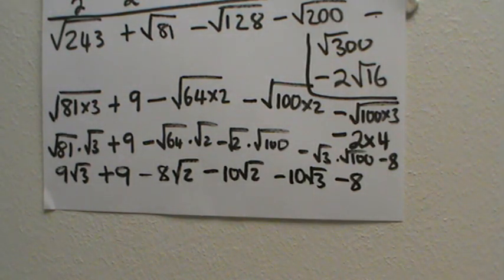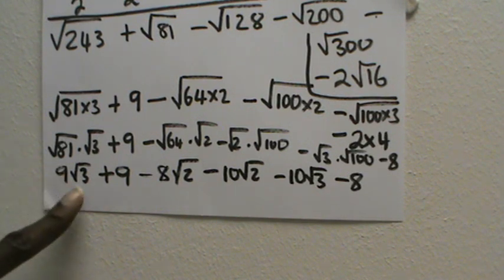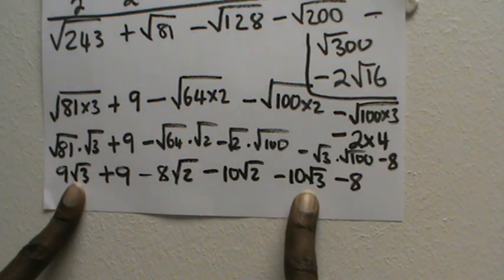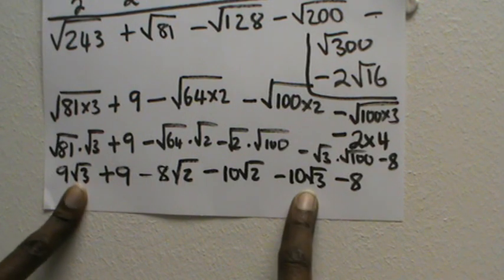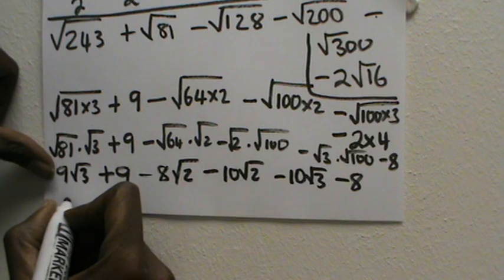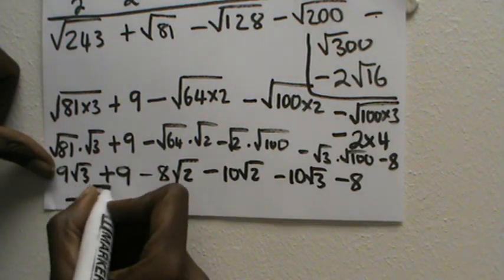So the final thing is just to collect your like terms. How many root 2's do I have? How many root 3's do I have? And then you combine them. So here I have 9 root 3's, and then I subtract 10 root 3's. So how many root 3's do I have altogether? I should have negative 1 root 3. So I just write negative root 3.